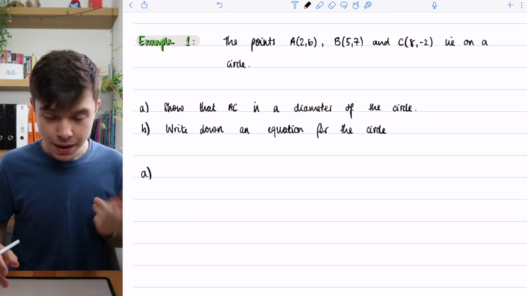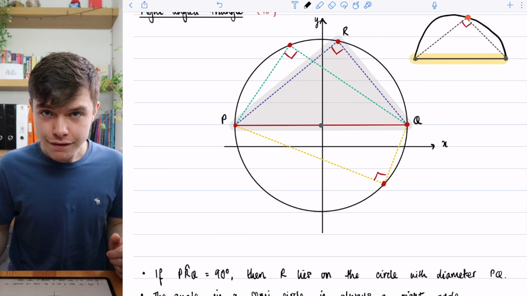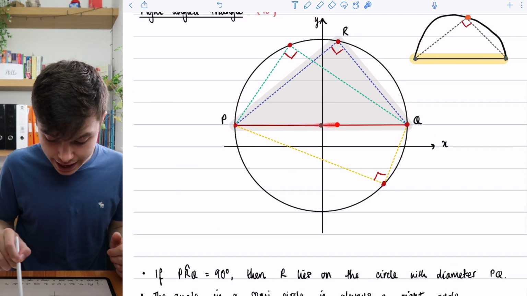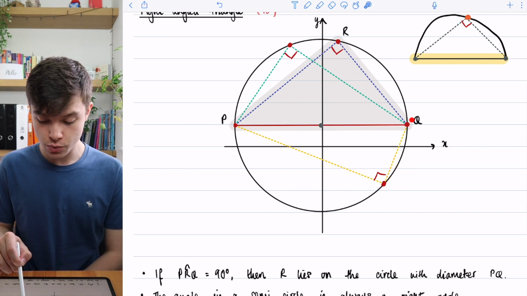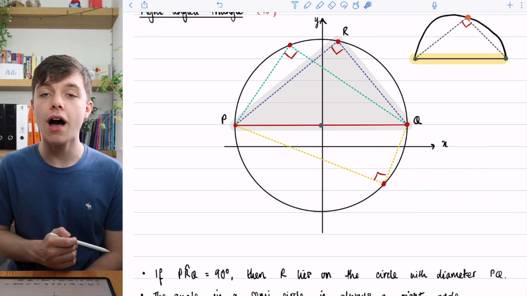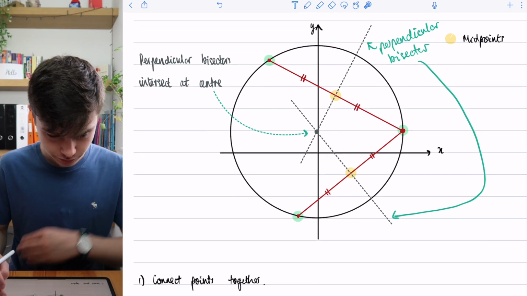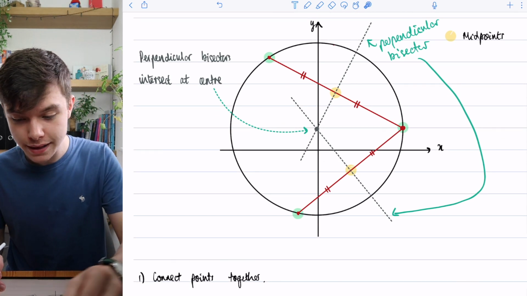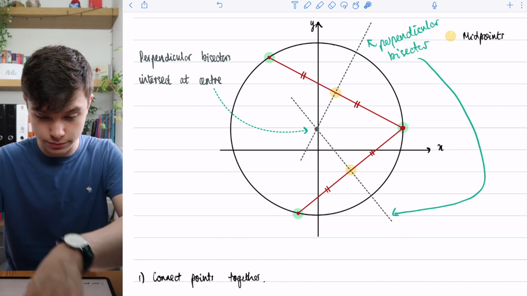Now to show that, I'm going to go back to right angle triangles in a circle. If AC is a diameter, then connecting the third point to A and C means that this here must be a right angle. So I'm going to use Pythagoras. Okay, I'm going to use Pythagoras to help me here, and I'm just going to find the solution, okay?